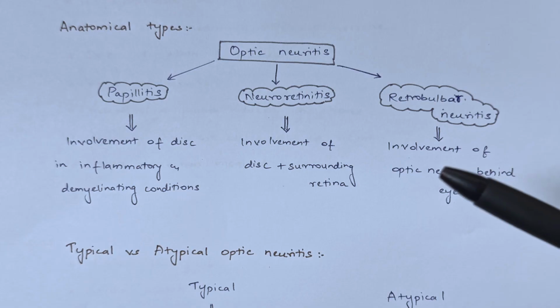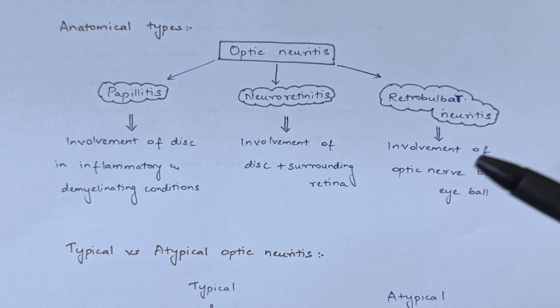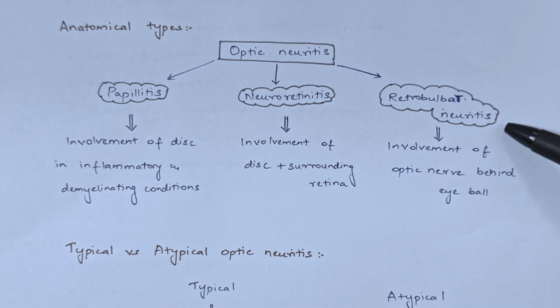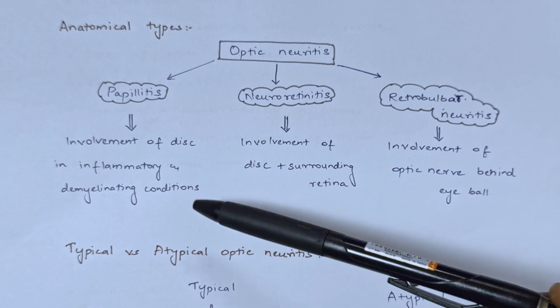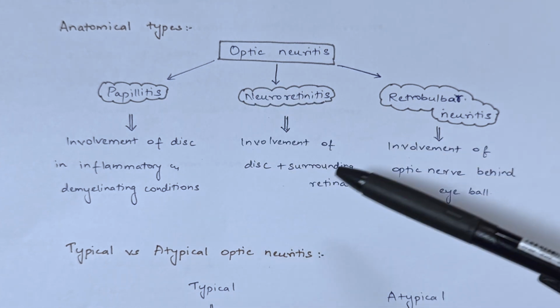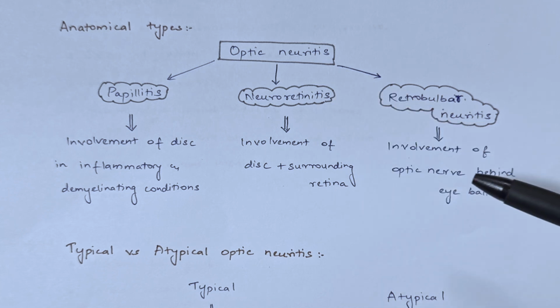Clinical profile. Anatomically, there are three types of optic neuritis: papillitis, neuroretinitis, and retrobulbar neuritis, depending upon the involvement. Involvement of disc in inflammatory and demyelinating conditions is papillitis. Involvement of disc plus surrounding retina is neuroretinitis. Involvement of optic nerve behind eyeball is retrobulbar neuritis.